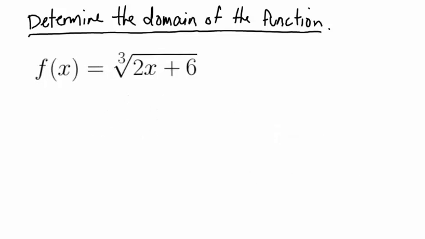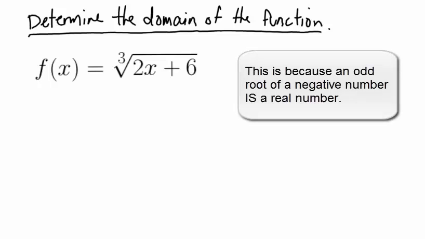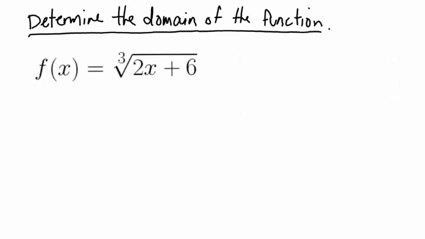Let's compare our last example with this new radical function, the cubed root of 2x plus 6. Notice that the only thing that's different from our last example is the index. Here the index is odd. Whenever you have an odd index, we're allowed to have negative numbers underneath our radical symbol. So this means that the domain of our function, in this case, is all real numbers.